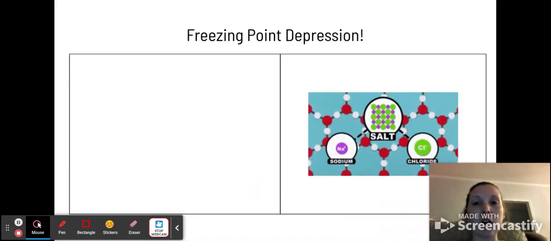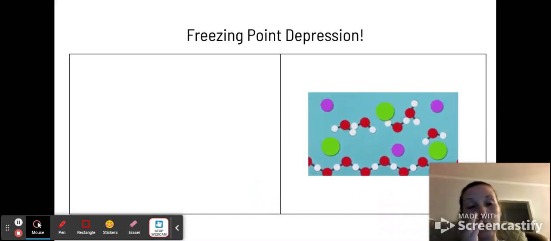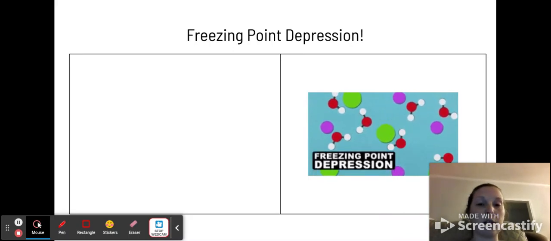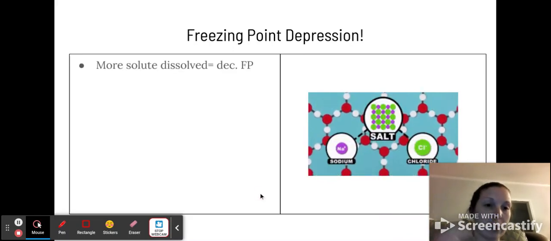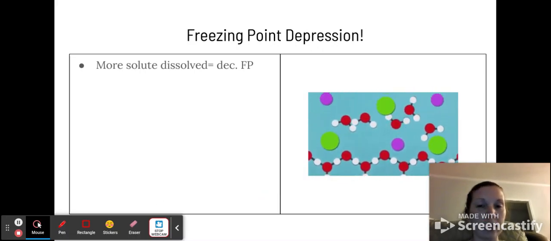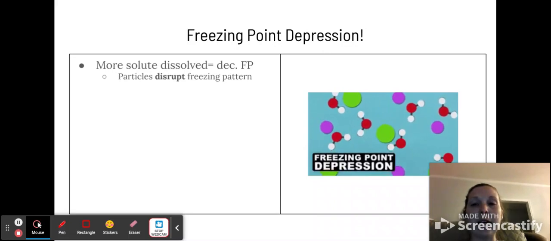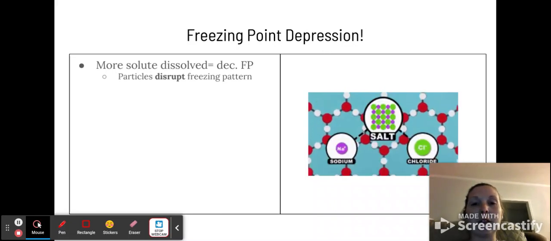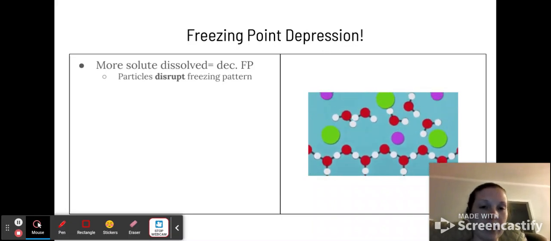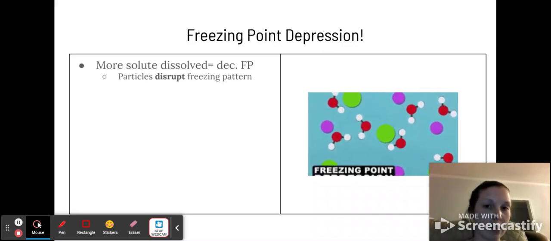So now let's talk about freezing point depression. If putting in a solute causes us to increase the boiling point, it's going to do the opposite to freezing point. And depression, we know, means to go lower. So as you dissolve more solute, you will decrease the freezing point. And that's because the particles will disrupt the freezing pattern. As you can see here in this GIF, it was very organized until you started adding those dissolved ions in.